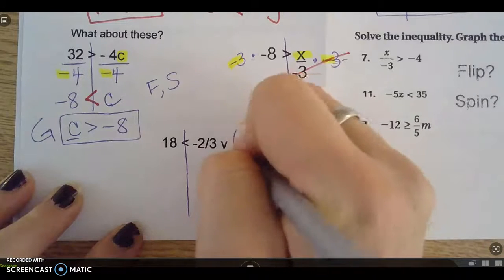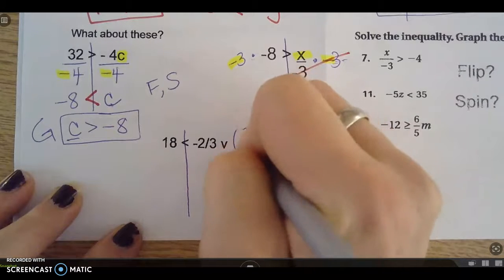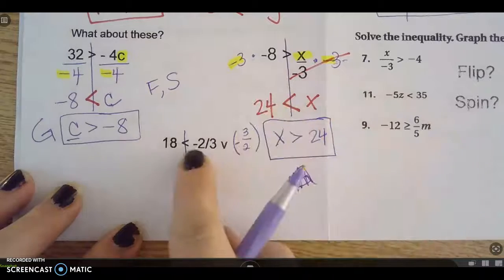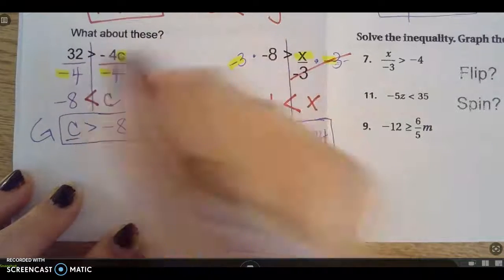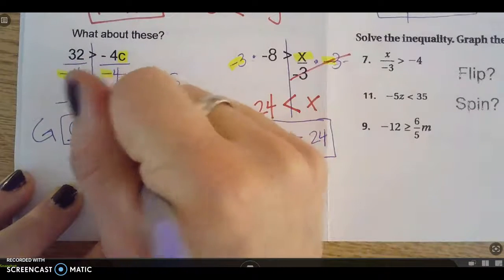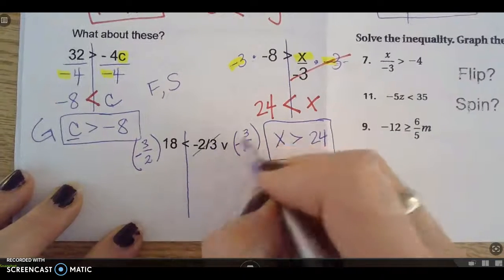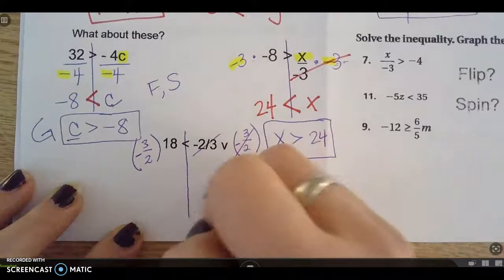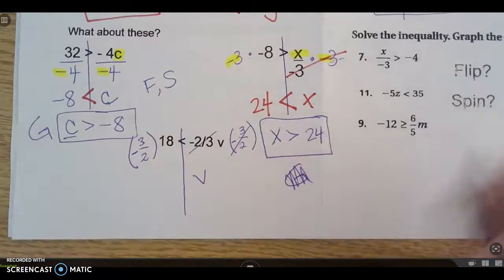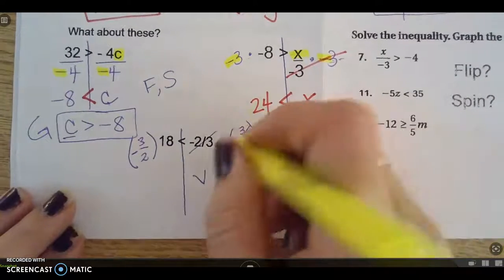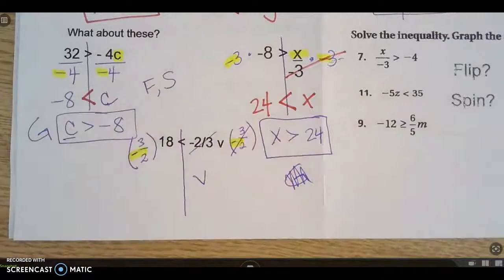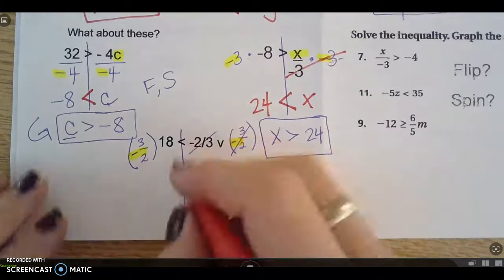All right, I know I'm going to cancel out this fraction by multiplying by the reciprocal. The fraction was negative, so the reciprocal is negative. Whatever I do on one side, I have to do on the other side. So the 2/3 and the 3/2 and the negative all cancel out. Bring down your variable. As soon as I multiplied by that negative on both sides, my sign has to flip.